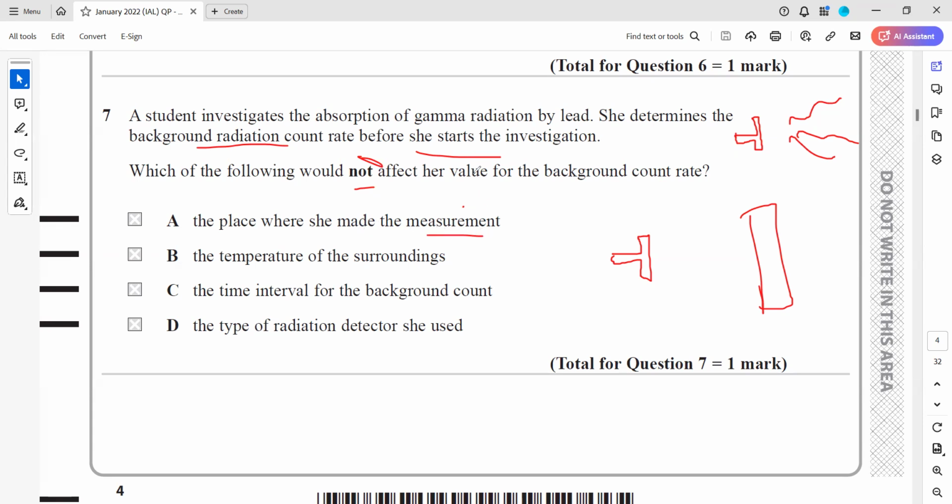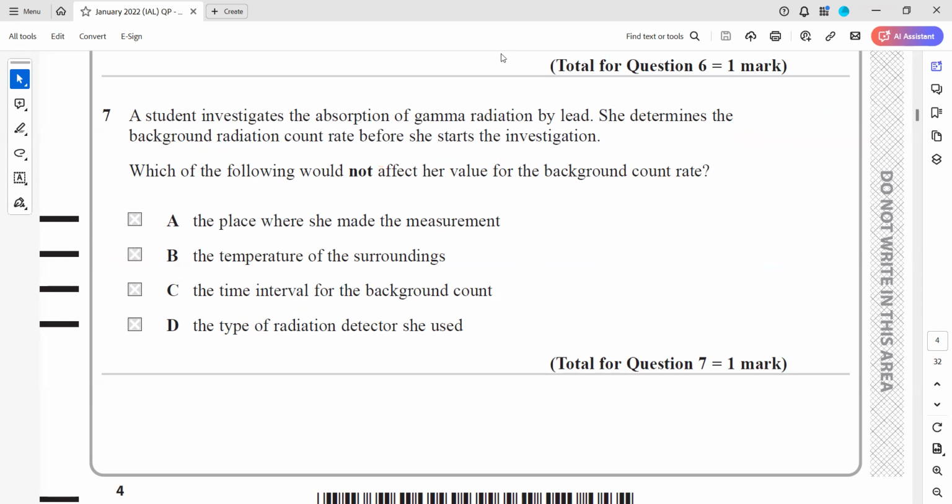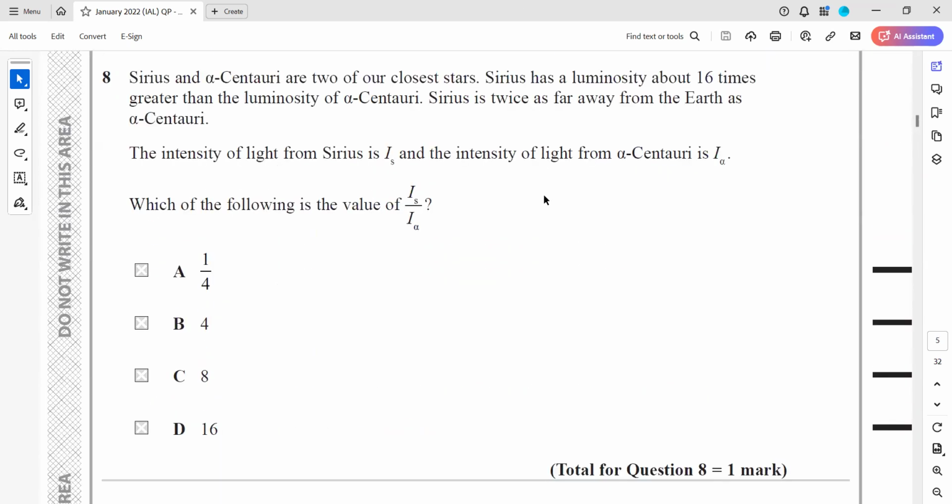The place where she made the measurement will affect it, because the background count depends on the region. The background count changes. The temperature does not, because radioactivity is a random and spontaneous process. It is not affected by external factors or conditions. The time interval for a background count: if you record for a different interval, she will get different background counts. The type of radiation detector used will also affect the background count. So the temperature or the pressure of the surroundings do not affect the background radiation, because radioactivity is a spontaneous process.